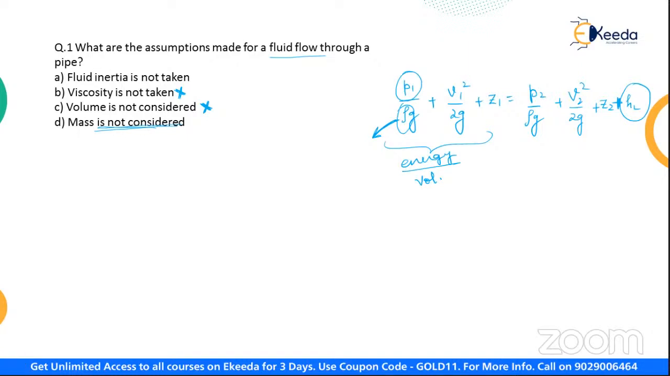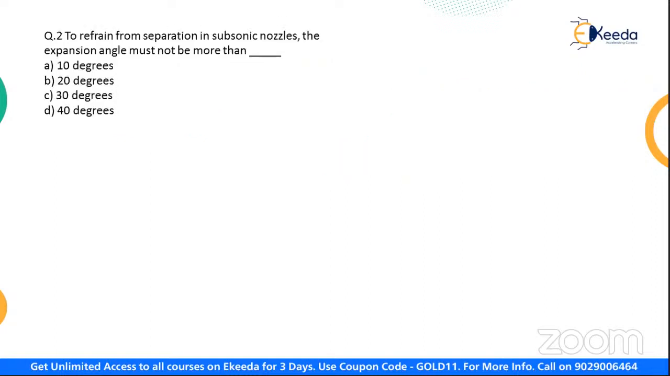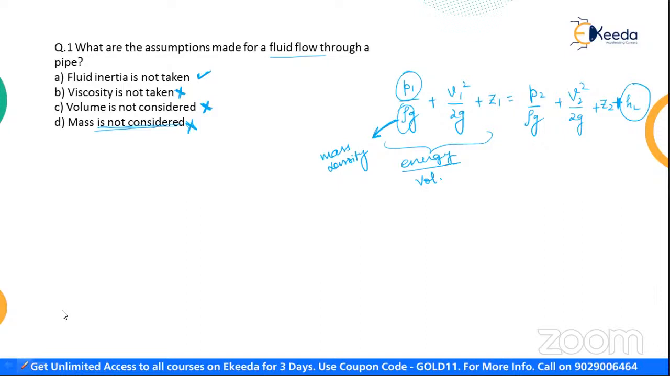So we were discussing what the assumptions made for a fluid flow through a pipe are. Viscosity is not taken, so that we have busted. Volume is not considered, so that is also abolished. And mass is not considered. And since we are considering the mass density, that is also not true. That means the only component that is assumed is that fluid inertia is not taken. That means the fluid is allowed to be fully developed. So that is the assumption made for a fluid flow through a pipe. The correct option here will be option A.